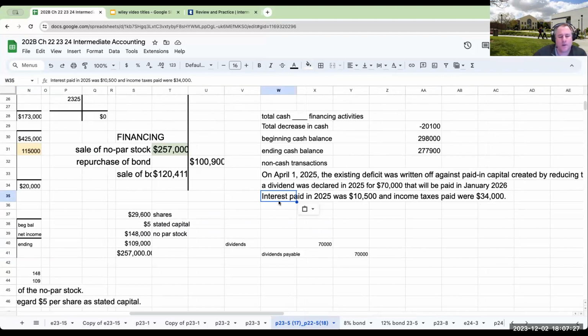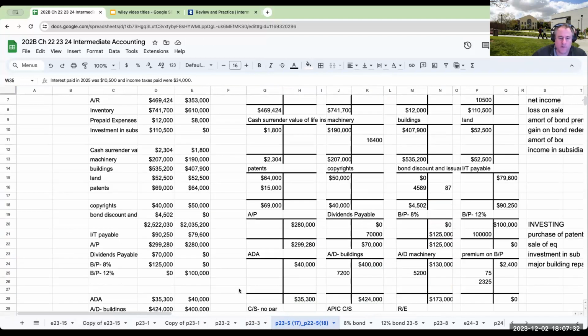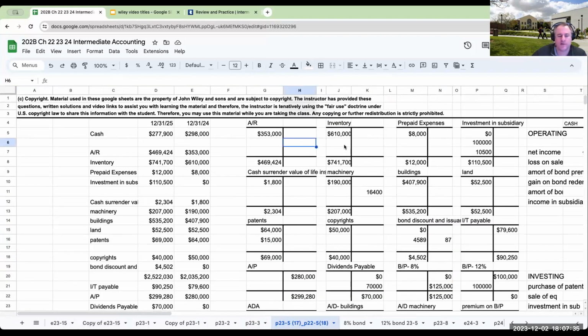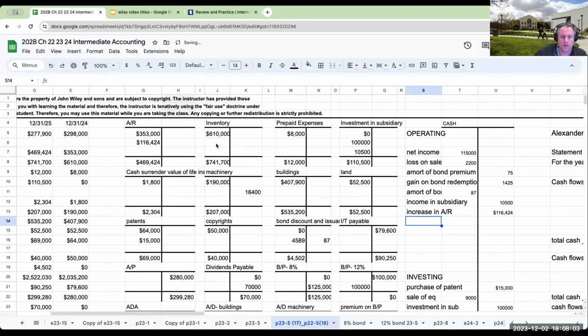Okay, so now comes the fun part. We've dealt with the additional information first. Now we need to balance the remaining accounts. For AR, to get this account to balance, I need a 116,424 debit. I'm going to do the opposite to cash. Because accounts receivable is an asset, it increases with a debit and decreases with a credit. There's going to be an increase in accounts receivable.